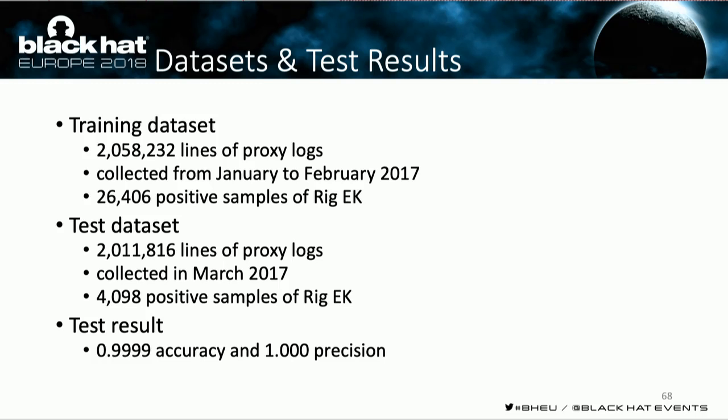We trained the DNN model with our training dataset. There are about 2 million lines of proxy logs. We collected them from January to February 2017. They contain about 26,000 positive samples of Rig exploit kit. After training the model with the training dataset, we tested the model with our test dataset. There are about 2 million lines of proxy logs. We collected the samples in March 2017, and they contain about 4,000 positive samples of Rig exploit kit. And the test resulted in 99.99% accuracy and 100% precision.